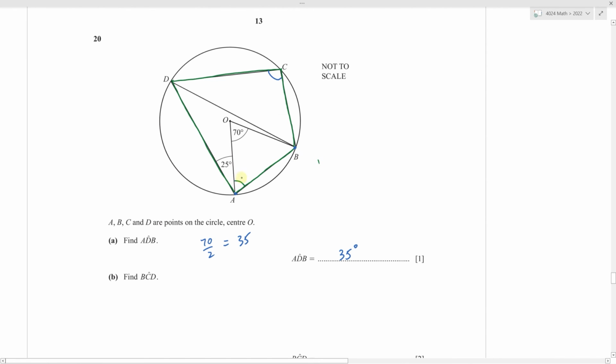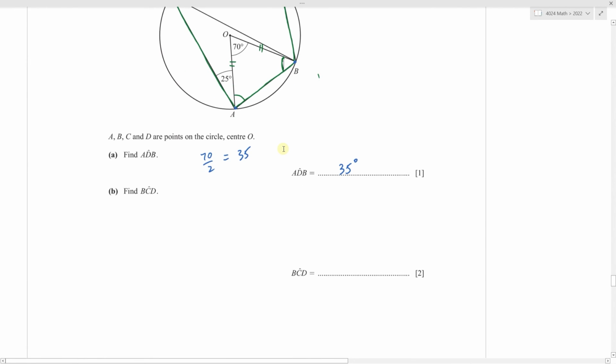So can I find this angle? Since this is the center, this is radius, so that means these two lengths are equal. So this angle will be equal to this angle. So OAB and ABO, these angles are equal. So let me call them Y. Y plus Y plus 70 will be 180. 2Y will be 110 and Y will be 55. So this angle here is 55 degrees.